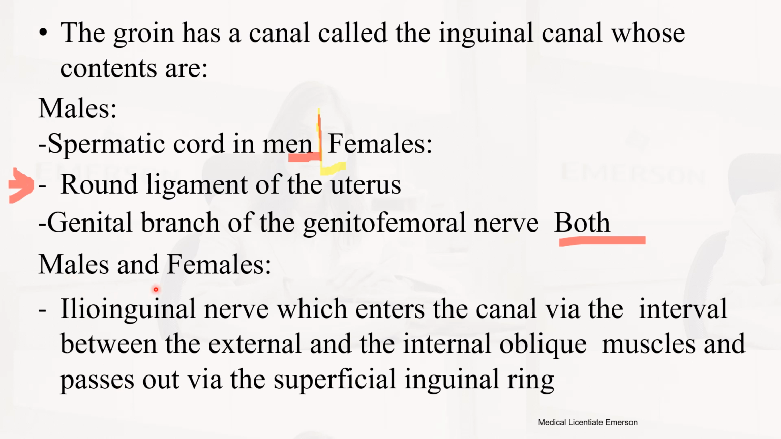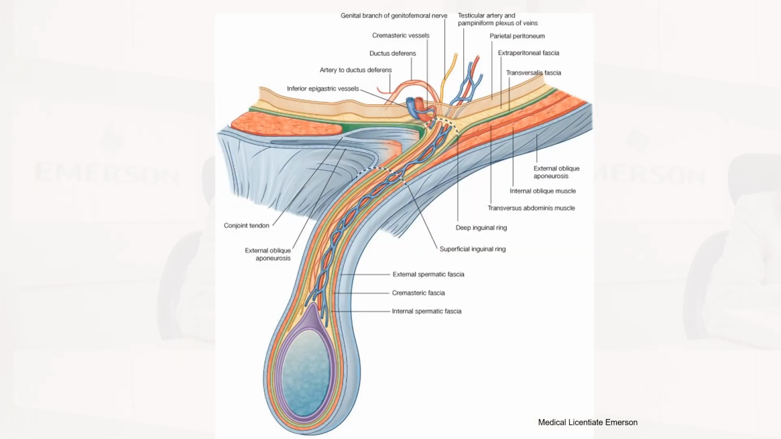In both males and females, we also have the ilioinguinal nerve, which enters the canal via the interval between the external and internal oblique muscles and passes out via the superficial inguinal ring. That's the one we also need to understand. This is now in males: the spermatic cord, and these are just the contents of the spermatic cord.